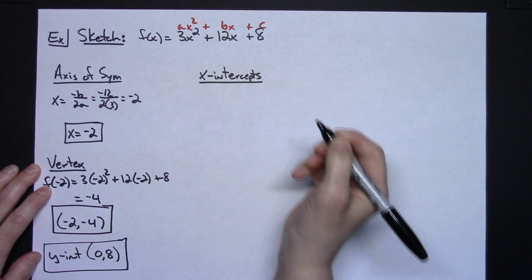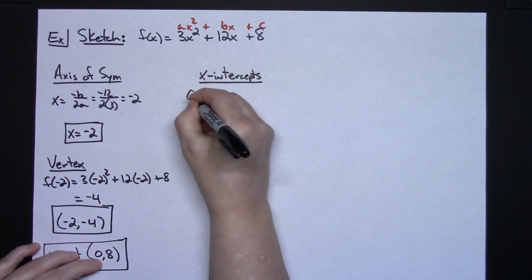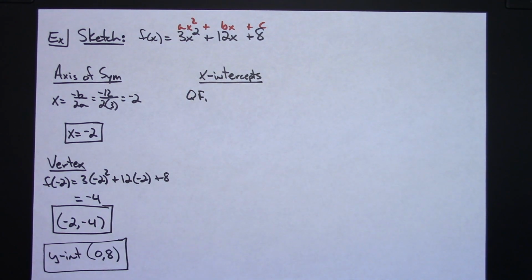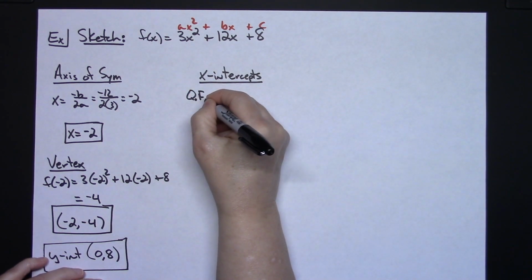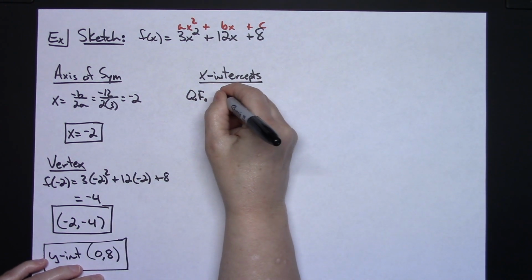X-intercepts. Alright, so this does not factor at all, so we are going to have to use the quadratic formula in this scenario. I am going to assume that you already know how to use the quadratic formula. It's pretty common. Let's go ahead and write it down though.